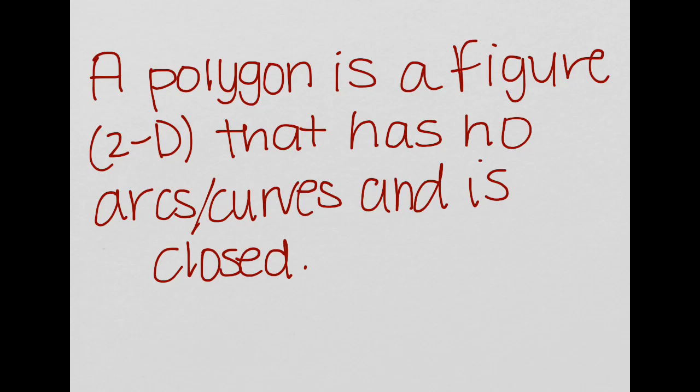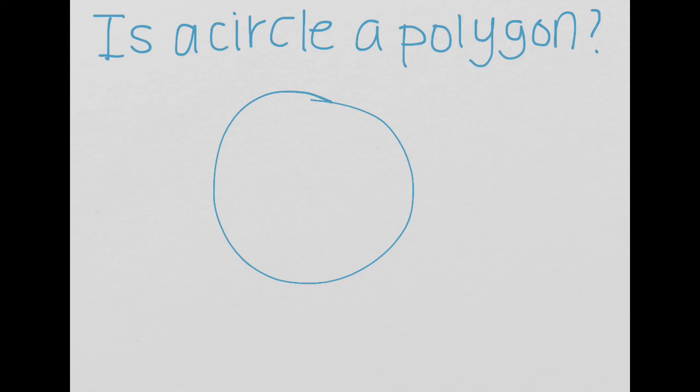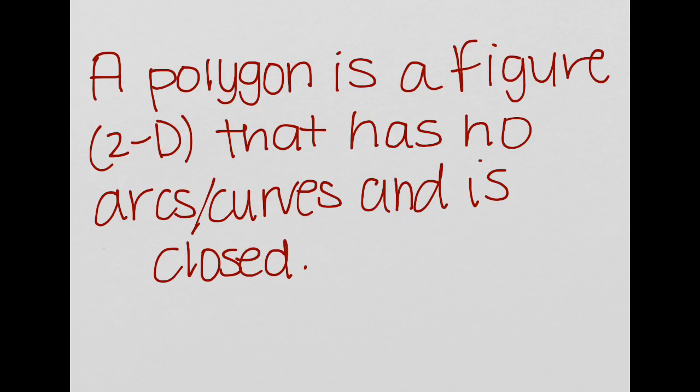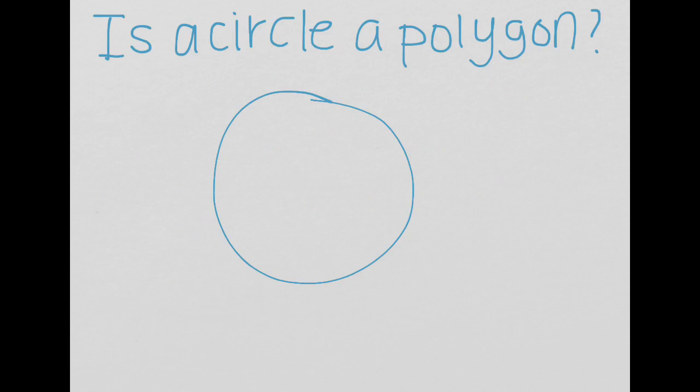Okay, well let's see if a circle is a polygon. But realize that according to our definition, a polygon is a figure that has no arcs and curves. But a circle is full of arcs and curves. So is a circle a polygon? Nope.